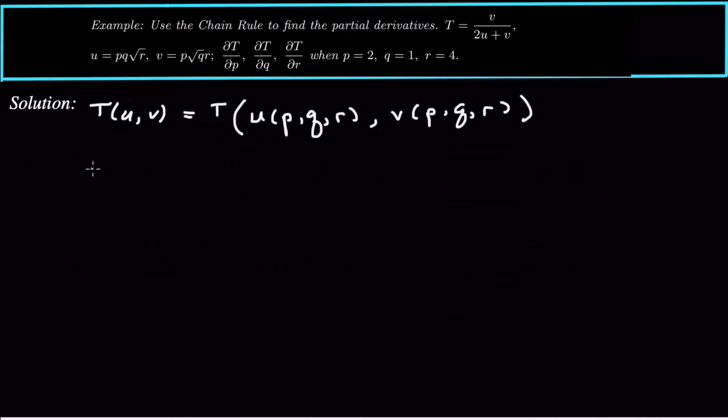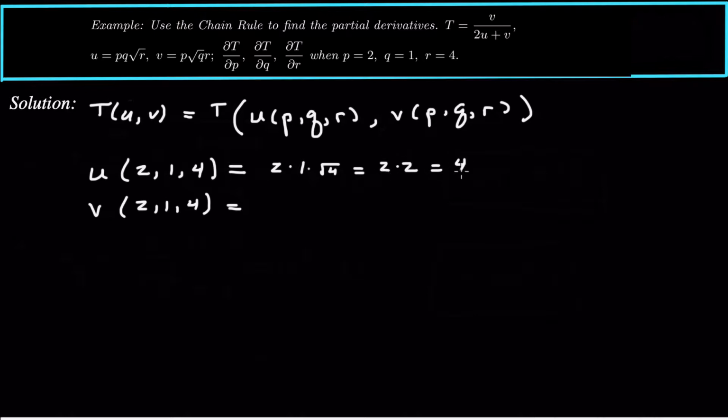So what is u of 2, 1, 4? Let's try to evaluate u of 2, 1, 4, and then evaluate v of 2, 1, 4. And that's going to tell us what we can actually plug into t in terms of u and v. So u of 2, 1, 4, plug that in right here. That's going to be 2 times 1 times square root of 4, and that's just 2 times 2, which is 4.